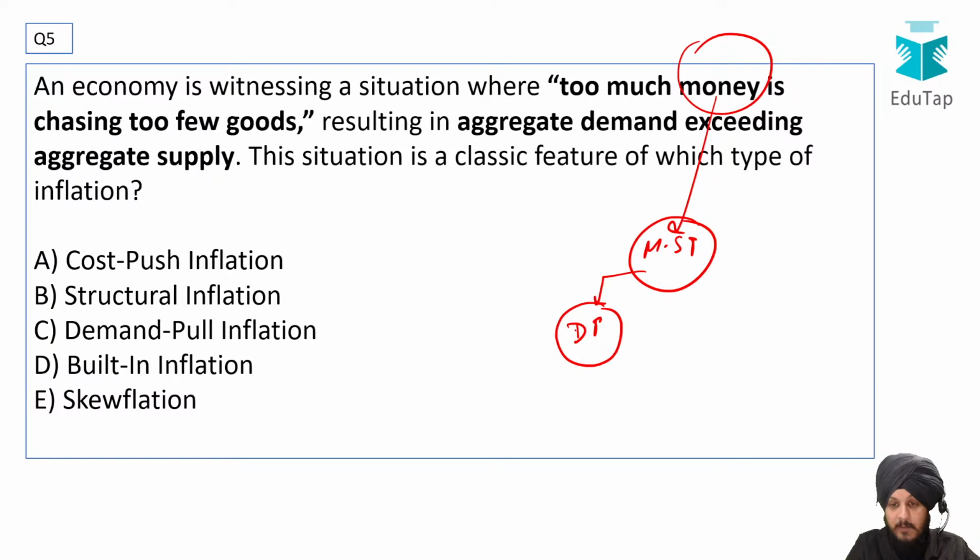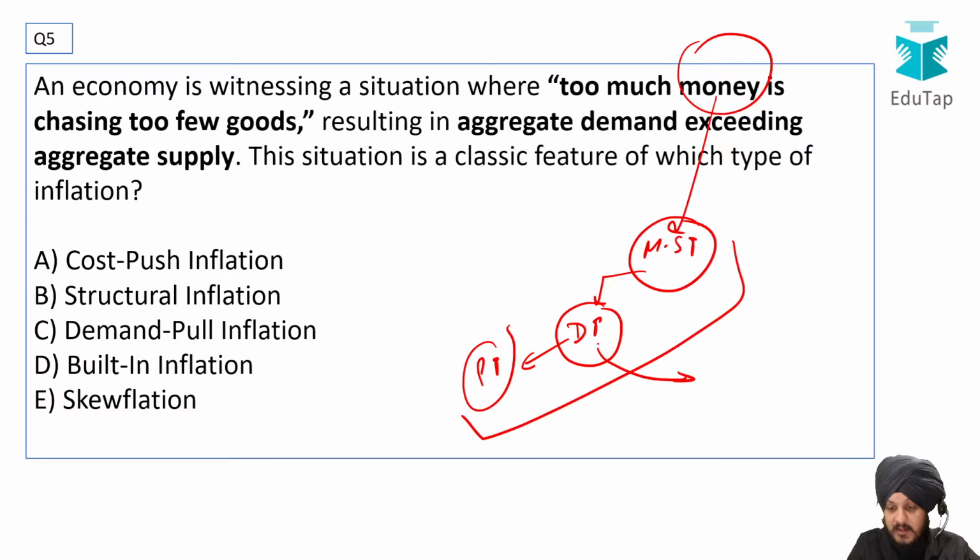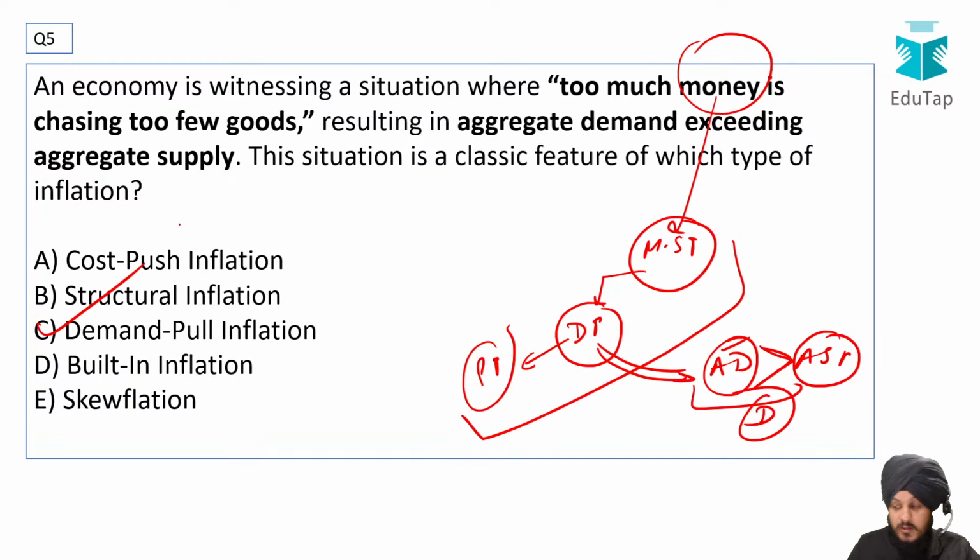And when the demand for different goods and services increases in the market, what is going to happen with the price? The price is also going to increase, right? And this entire phenomenon is because aggregate demand is more than aggregate supply, right? Supply is not changing to the extent the demand is increasing. So the aggregate demand in the market exceeds aggregate supply. So this is nothing but demand pull inflation, right? So C is going to be the correct answer to this question.